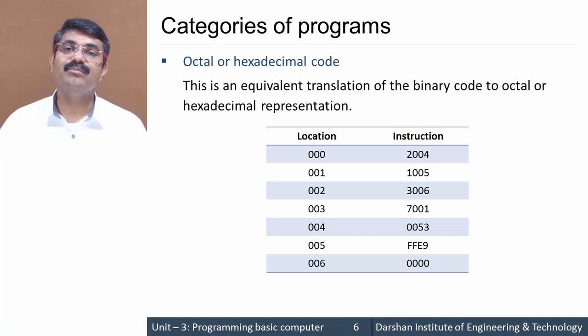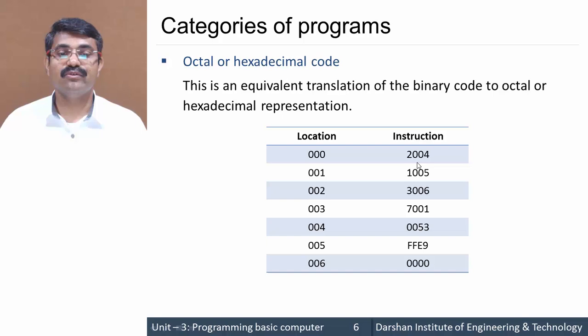We all know that the computer understands only one language, that is binary. But we cannot work with binary codes. Neither can we work with octal or hexadecimal code, because it is also not that understandable by human beings. That is, 2004, what does it represent?